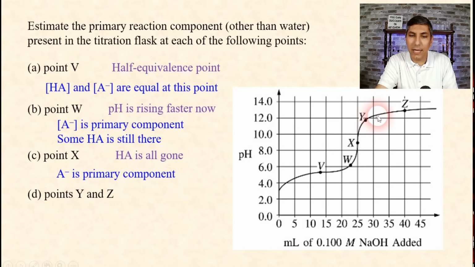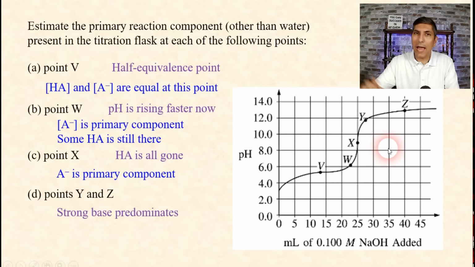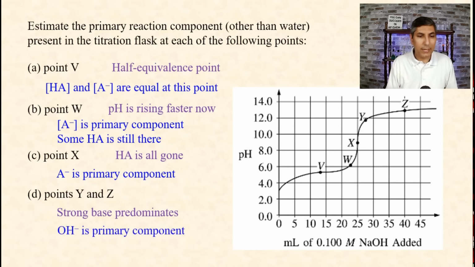Now, if we go past that point, we've overshot the titration. If you just keep adding hydroxide, guess what's there? It's mainly hydroxide. So it's hydroxide, OH minus, that is the primary component in the reaction at those points, both Y and Z, because you've basically overshot the titration.